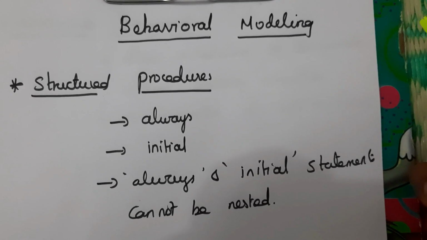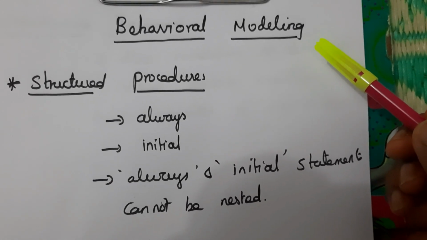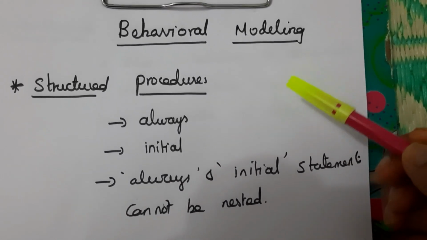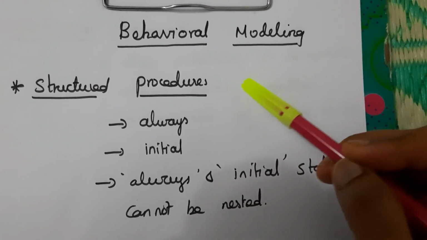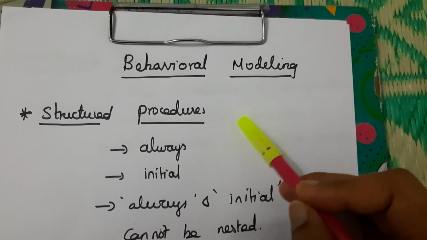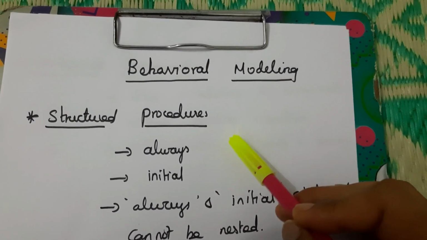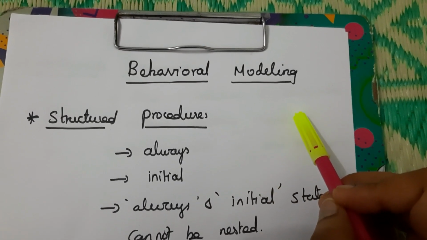So in this video we are going to see about behavioral modeling. In behavioral modeling we can describe the digital system by its behavior or its functionality. So based on the function it performs, we define that digital system. If the circuit has an AND gate, instead of mentioning AND we have to mention the function of that AND gate in this behavioral modeling.